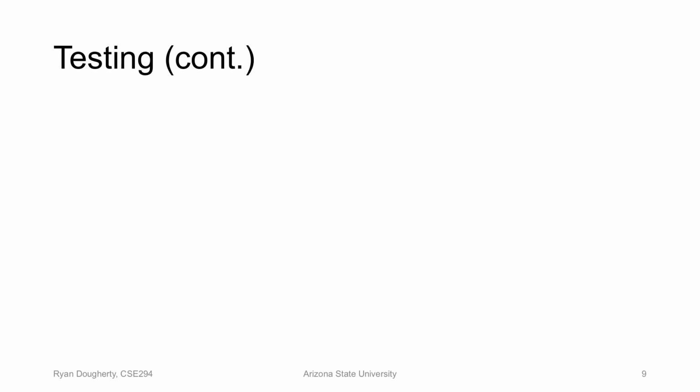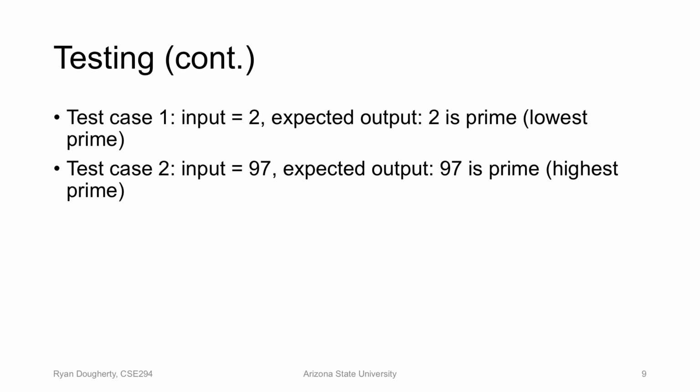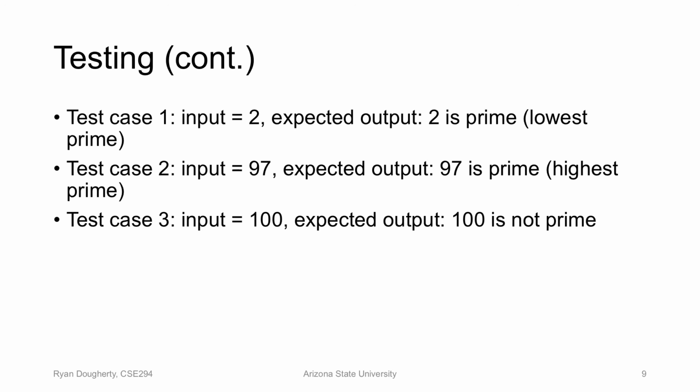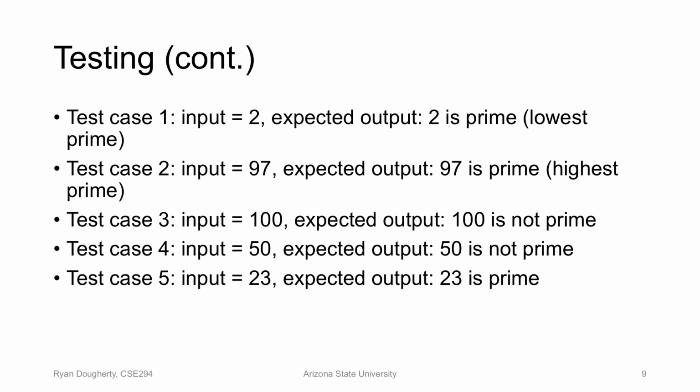Okay, so let's look at some test cases. So our first test case will test the smallest prime number, and we should output that 2 is prime. It's the lowest one. So now we're just going to test some other ones in the middle range between 2 and 10,000. And 100, we should output that 100 is not prime because it's an even number. Another one, 50 is not prime, 23 is prime.